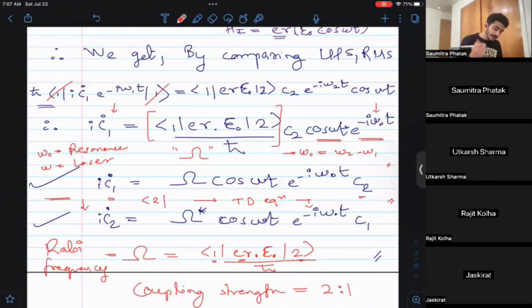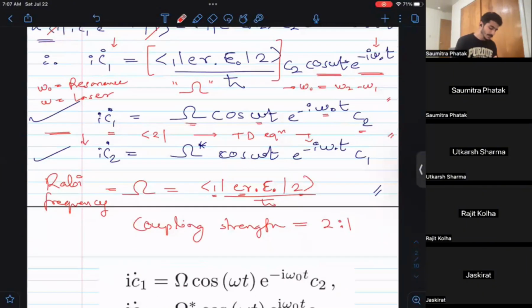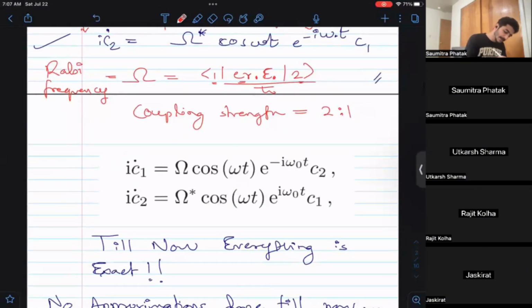And it has both frequencies, one is the applied frequency and one is the resonant frequency of the atom itself. And capital omega is the coupling strength, and T is time. So I hope these two expressions are clear. These are the same expressions from the Foot book. This is equation, I think, 7.9 and 7.10 in Foot.